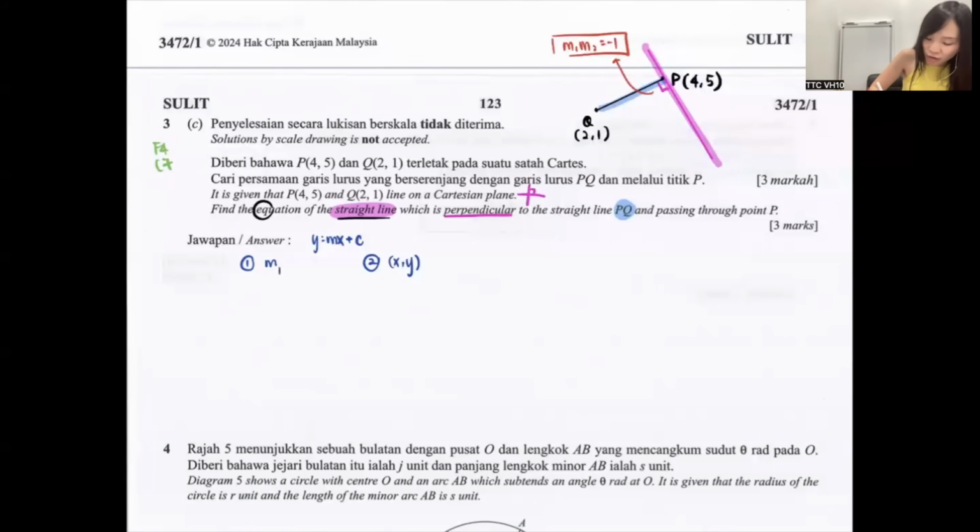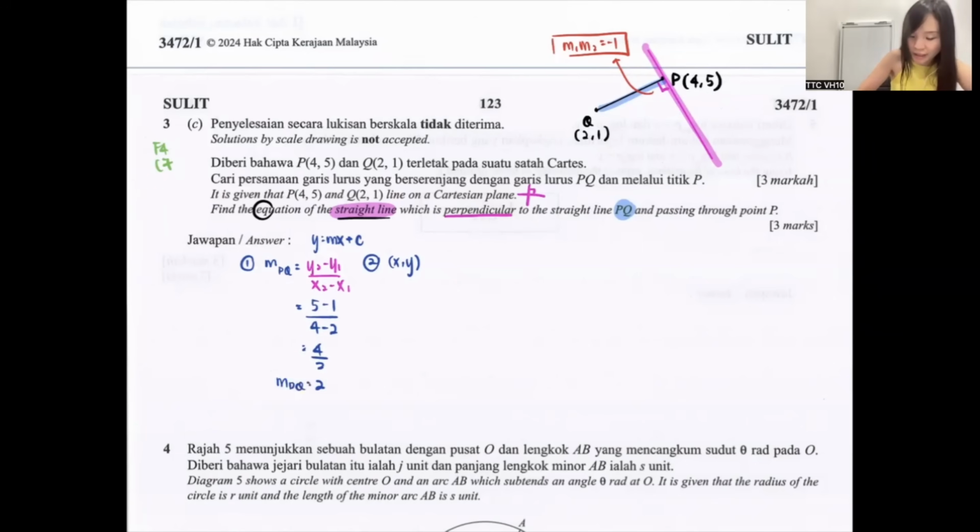So now I will find the gradient for PQ instead. How do I find that? Remember, gradient formula is always y2 minus y1 over x2 minus x1. Let's use this formula to find the gradient out. So I'm finding PQ, yeah? So isn't it 5 minus 1 over 4 minus 2? On top, I get 4, bottom, I get 2. Okay, I got it. My gradient for the blue color line is actually 2.